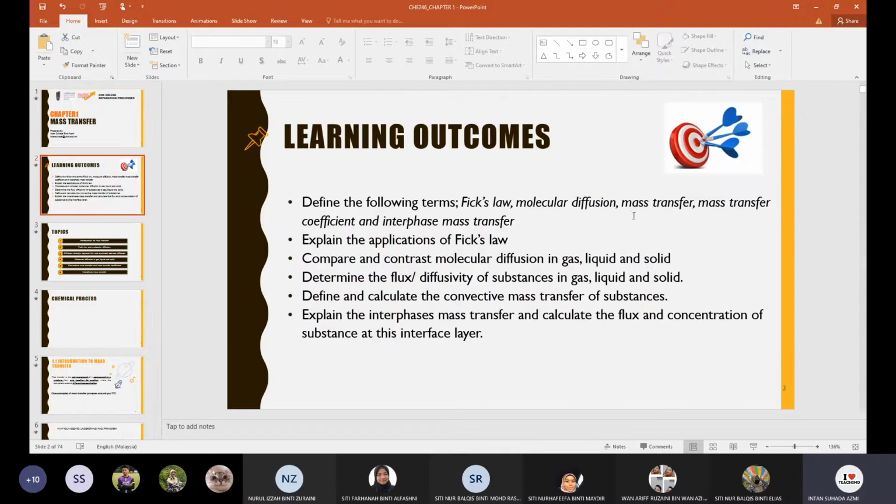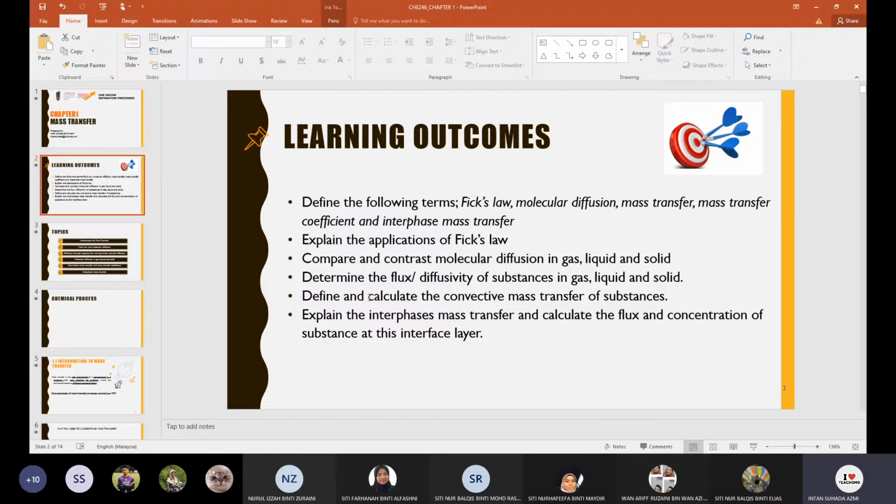So, I will start with the learning outcome for this chapter. In this chapter, you should be able to define the following terms, which are Fick's law, molecular diffusion, mass transfer coefficient, and interface mass transfer. Next, you should be able to explain the application of Fick's law. Compare and contrast molecular diffusion in gas, liquid, and also solid. Next, you should be able to determine the flux or diffusivity of substance in gas, liquid, and solid.